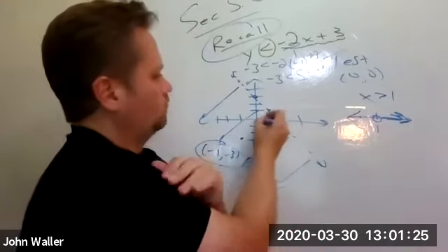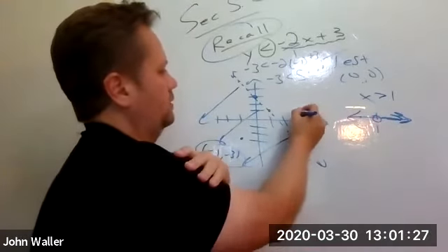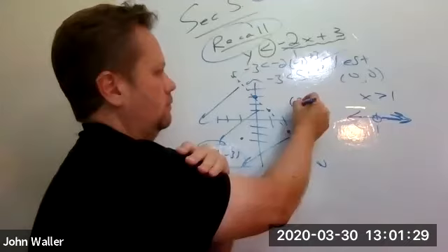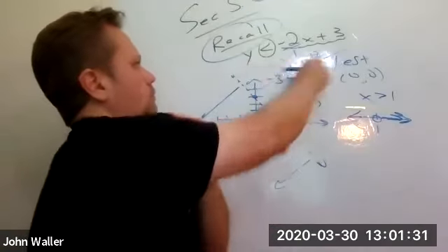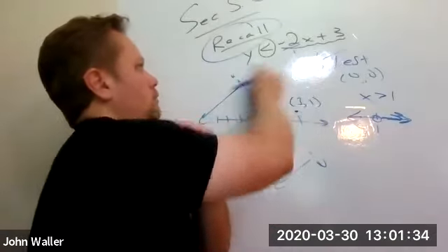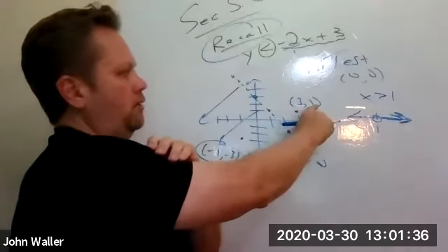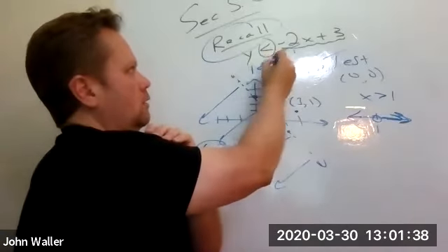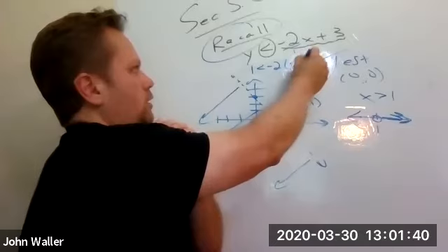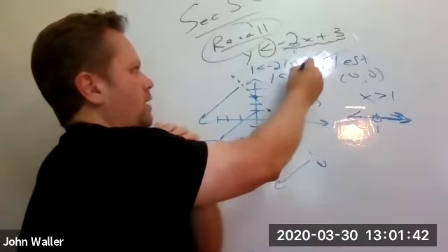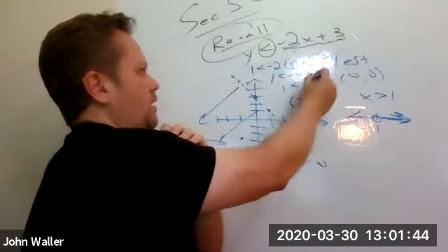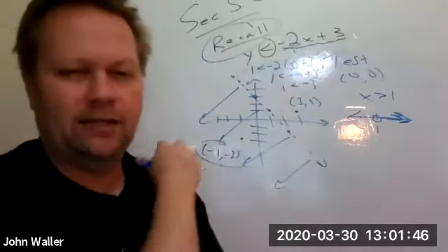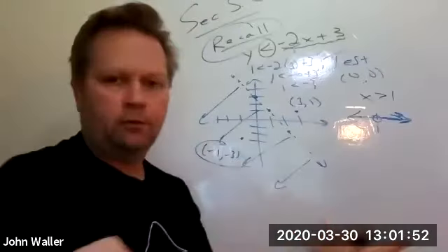And just to make sure, what point is this? This point is 3, 1. So if I plug in 3, 1, y is 1, x is 3, is 1 less than -6 plus 3? Is 1 less than -3? Is that true? No. Nope. So that's why it's not shaded on that side, because no point on that side works.